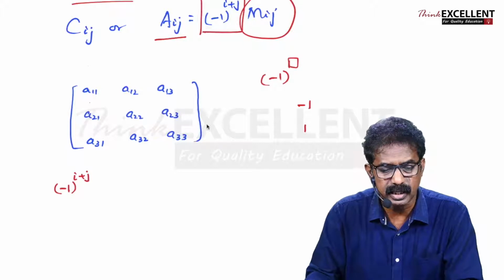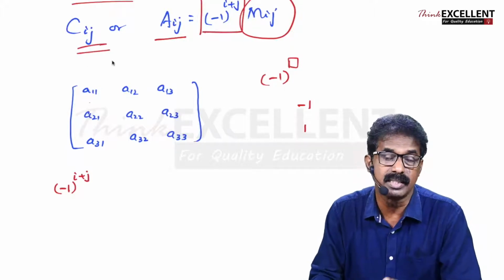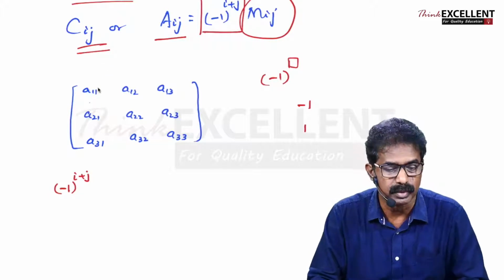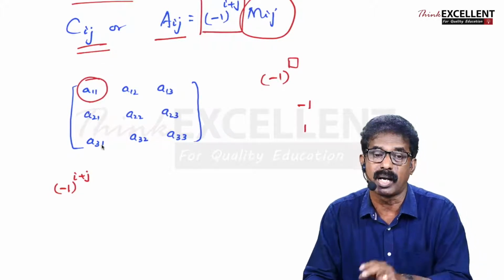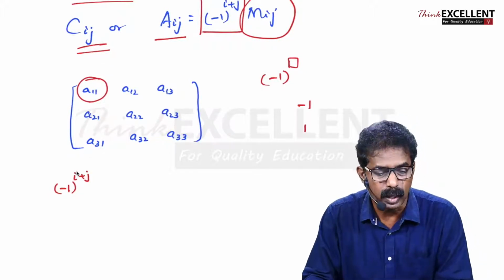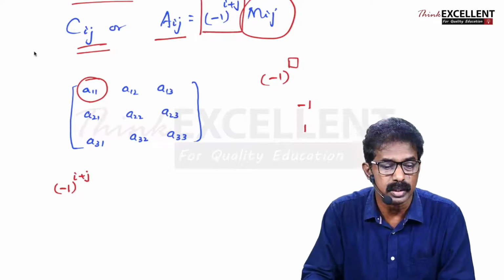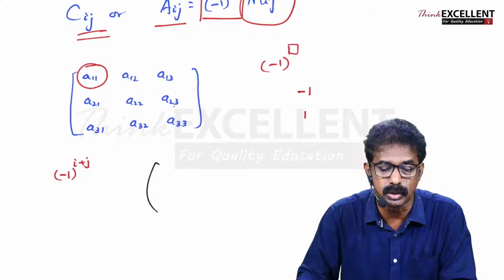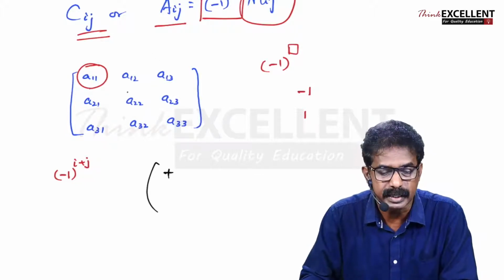That is the ij, for aij or cij. ij is the position, right? Which row, which column. If I take the first number, a11, i is 1, j is 1. So 1 plus 1 is 2. If it is 2, it is an even number. So minus 1 raised to 2, so it is positive.